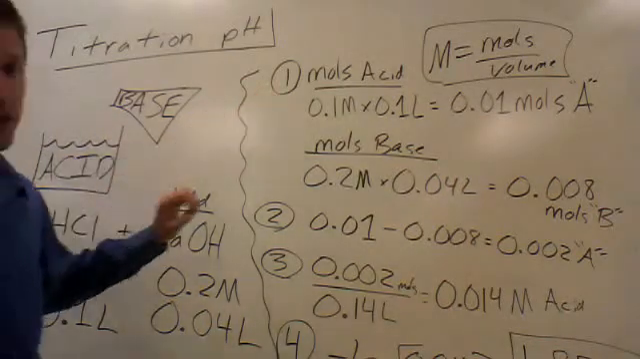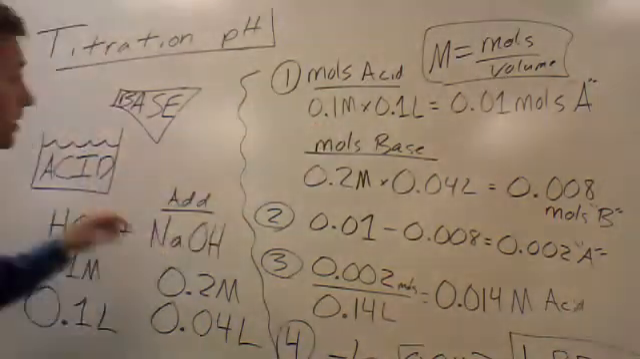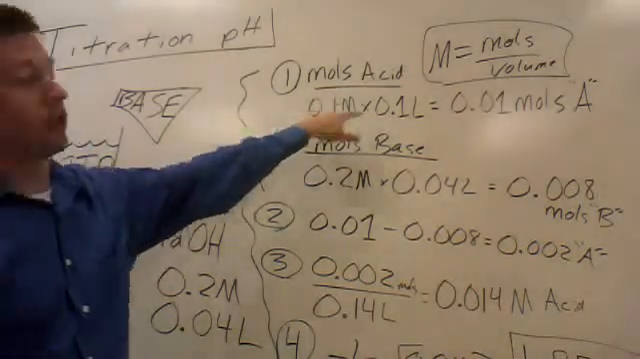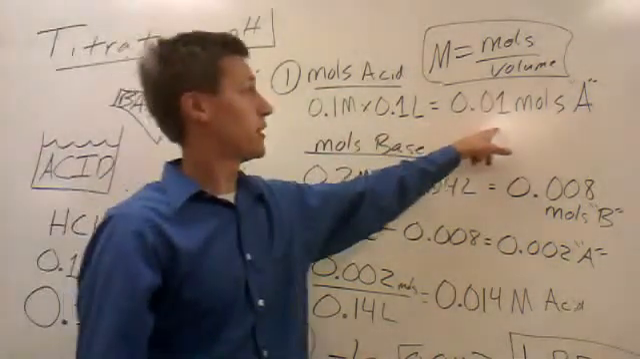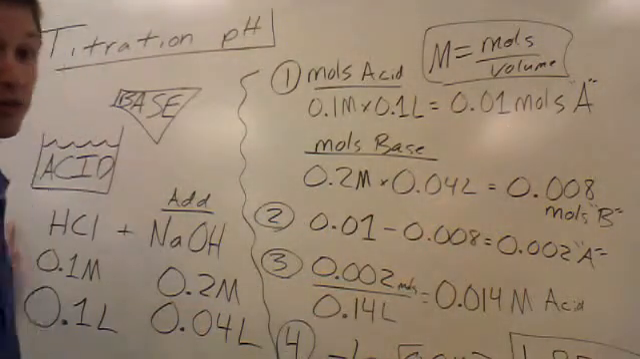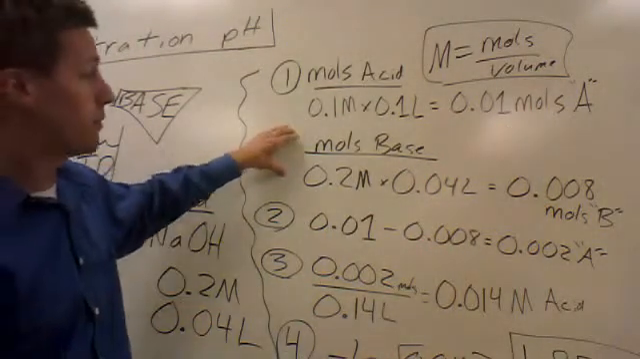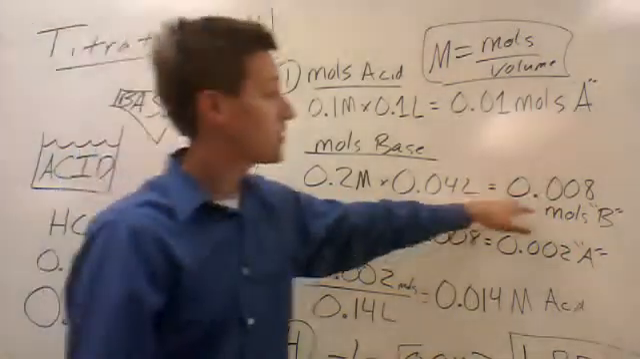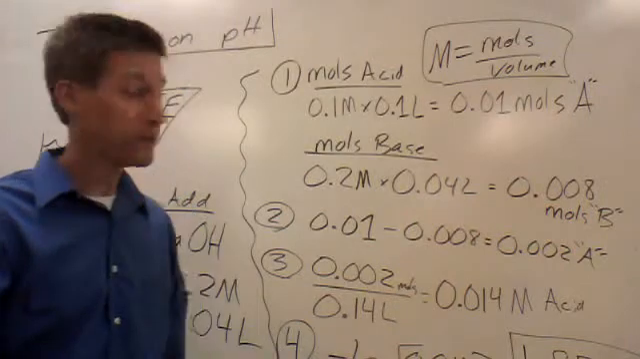How many moles of acid do we have? A 0.1 molar solution and 0.1 liters. So again, we're saying this solution here is 0.1 molar and has a volume of 0.1 liters. That means we have 0.01 moles of acid, A, which in this case is hydrochloric acid over here. Now, how many moles of base do we have? A 0.2 molar solution, 0.04 liters. That's 0.008 moles of B.